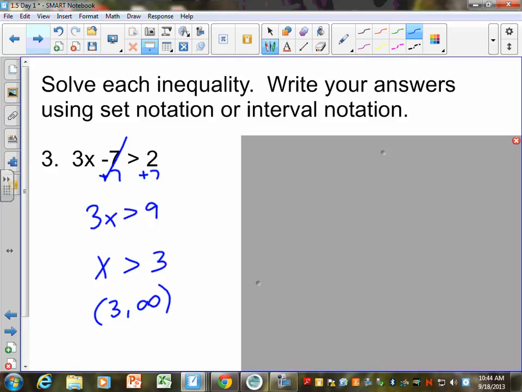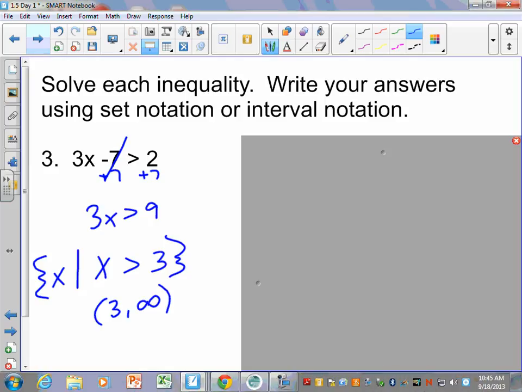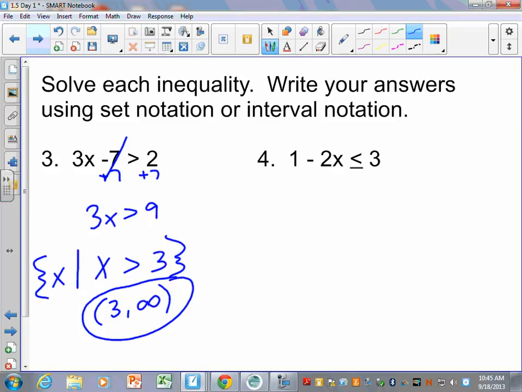Set notation is where you have the little squiggly brackets. If this is my answer, I could say the answer is all x such that x is greater than 3, bracket. If you don't include that stuff with set notation, like if you just say x is greater than 3, that's not set notation. But it does say use either one. I'm a big interval notation fan, so I'm going to use that. But set notation is acceptable. So you solve this one. It's a little tricky.